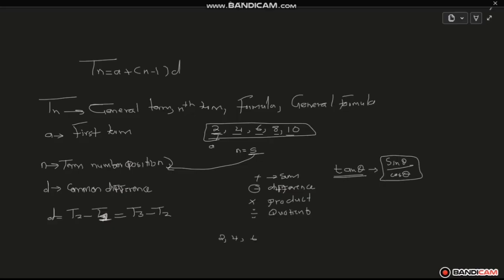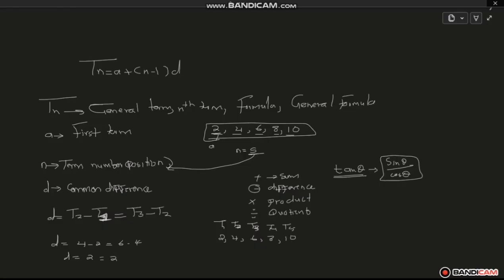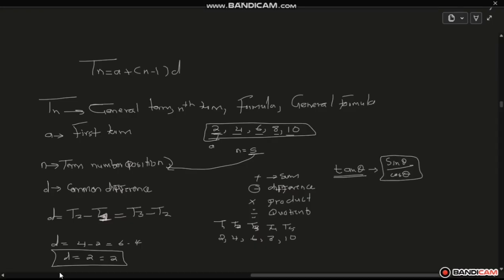Let's say you have 2, 4, 6, 8, 10, then this is T1, T2, T3, T4, T5. Therefore, for you to calculate d, it will be T2, which is 4, minus T1, which is 2, and T3 minus T2. Therefore, you're going to have 2 and another 2. This is the common difference. So this is what is telling us that the pattern or the sequence is linear or is arithmetic. Very, very important, good people. I hope you are following.